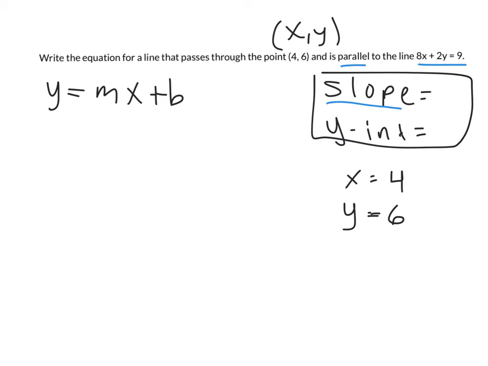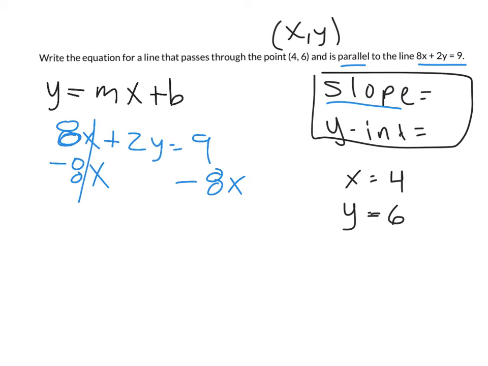But you'll notice 8x plus 2y equals 9. We don't know the slope by looking at that because it's not written in slope-intercept form. So again, our first step is going to be taking this 8x plus 2y equals 9, and we're going to have to rewrite this in slope-intercept form. So remember, in slope-intercept form, you want to get y by itself. So I'm going to need to get rid of this 8x here. To do that, I'm going to subtract 8x on both sides.